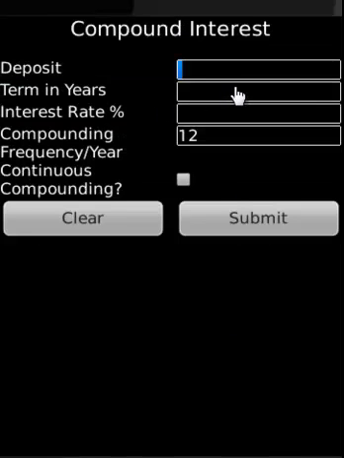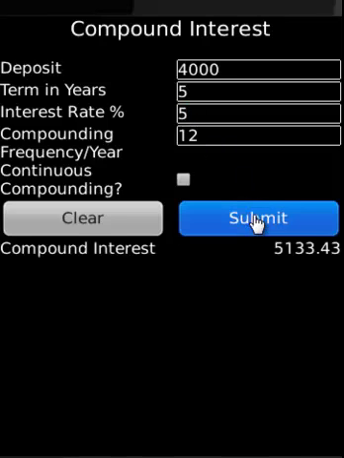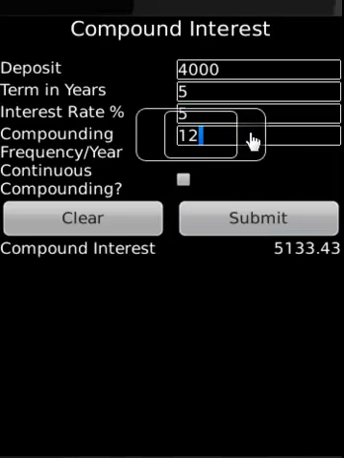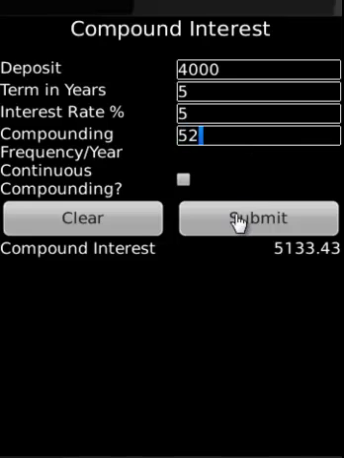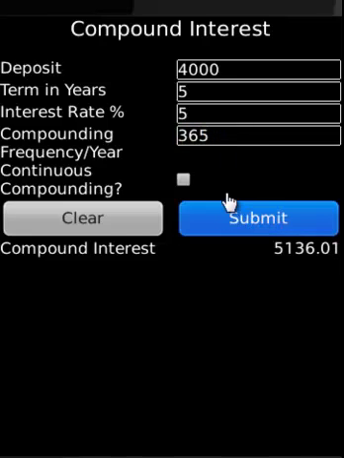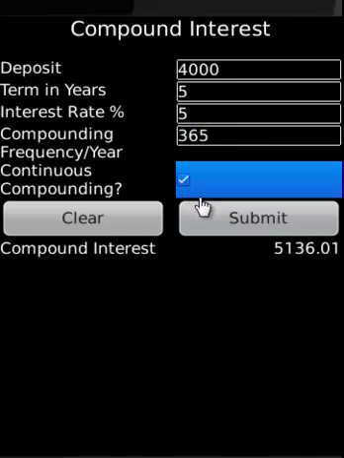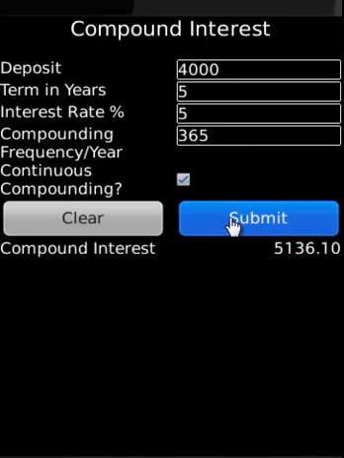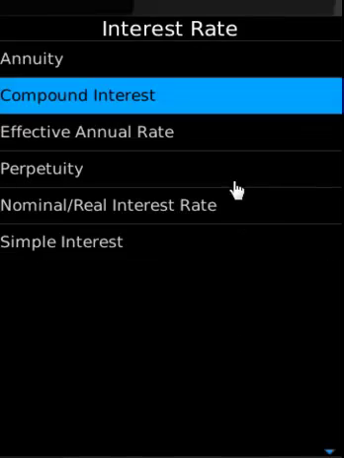Compound interest. Deposit 4,000, term in years is 5 years, and the interest rate is 5%, compounding monthly. So this is what it is. If it is compounding on a weekly basis, this is what it becomes. If it is compounding on a daily basis, then that's what it becomes. If it is continuous compounding, in that case the compounding frequency is ignored, and this is what it becomes.